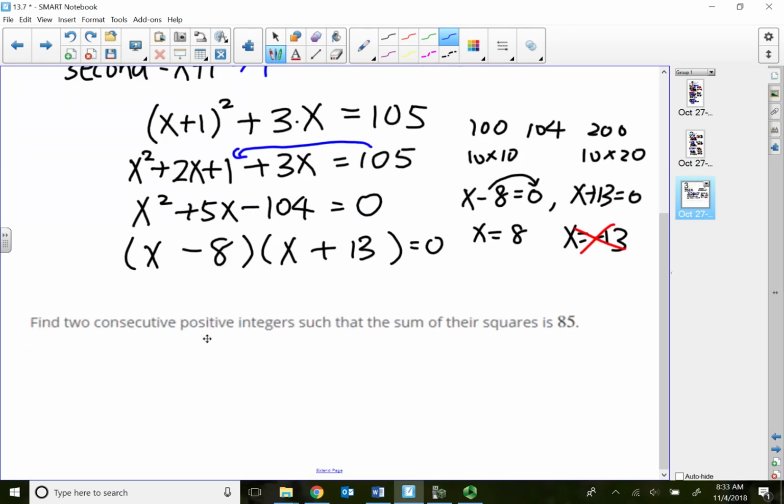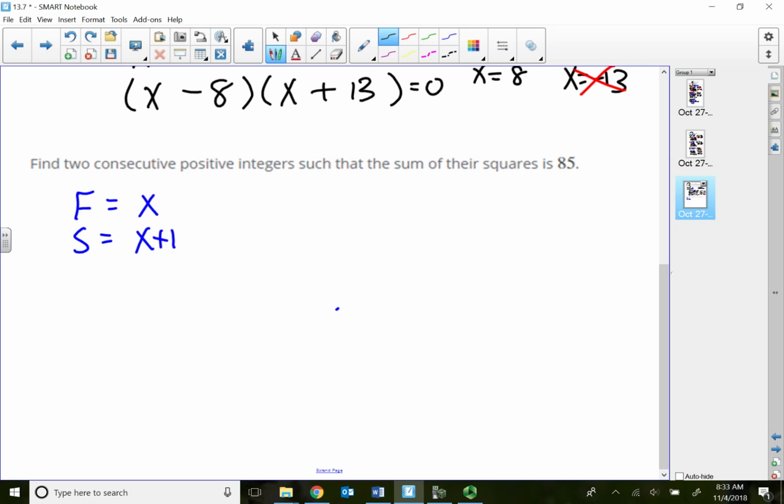Again, find two consecutive positive integers such that the sum of their squares is 85. The first one is x. The second one is x plus 1 once again. But this time it wants me to do the sum of their squares, which we did in the previous video. Sum of squares means addition between the first integer squared and the second integer squared. x squared plus x plus 1, whole thing squared, equal to 85.